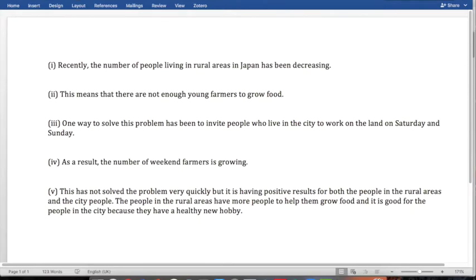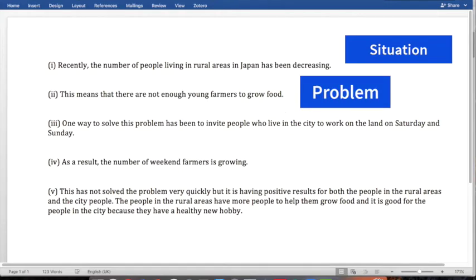Here we have a very simple example of a problem-solution pattern. Sentence number 1. Recently, the number of people living in rural areas in Japan has been decreasing. This is the situation. Sentence 2. This means that there are not enough young farmers to grow food. That's the problem.